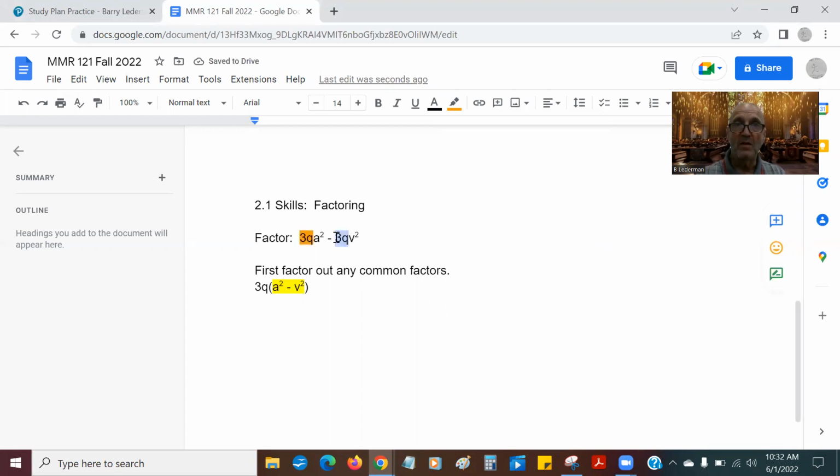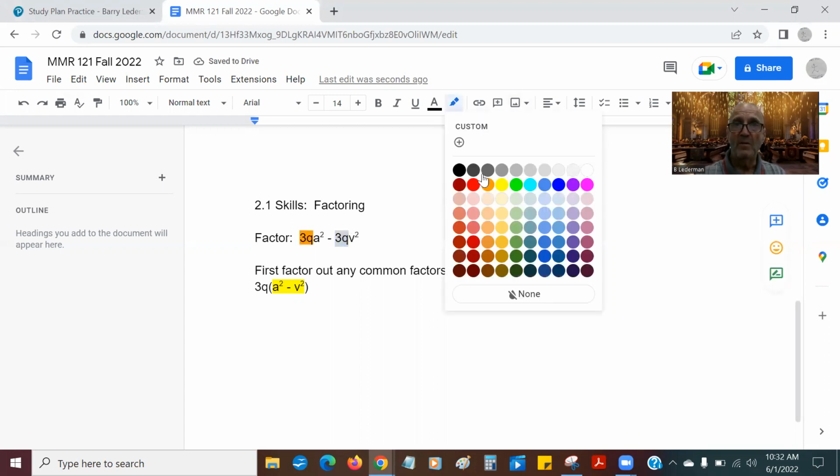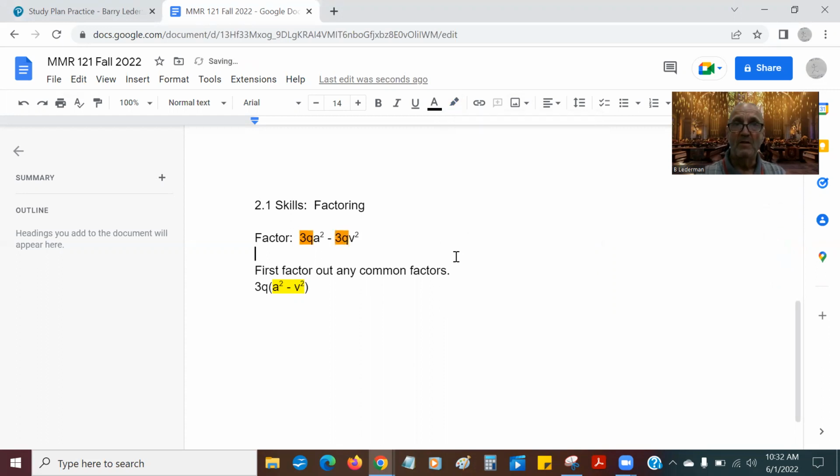There's my 3q right there, and I'm factoring that out. So I'm factoring out the common 3q. And now I have 3q times a squared minus v squared. Well, this a squared minus v squared is really familiar to us because we all know from algebra, that's what they call the difference of two squares. So that's equal to now.